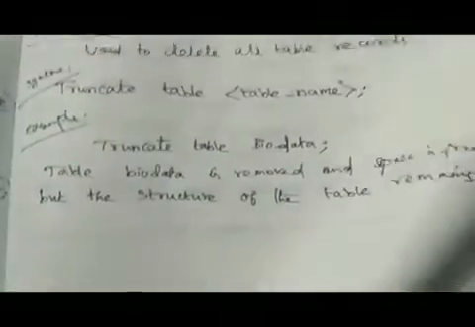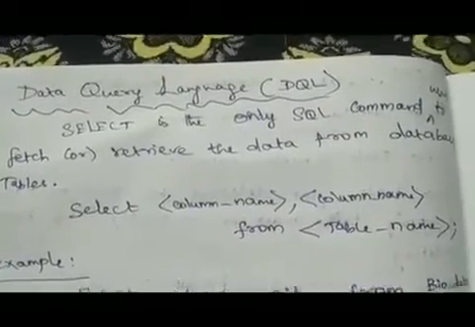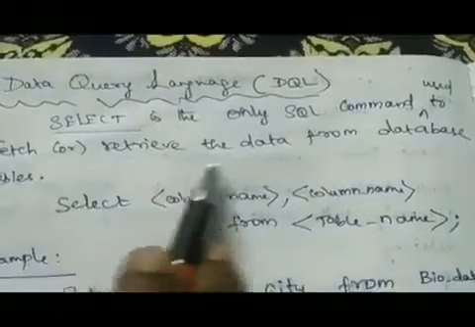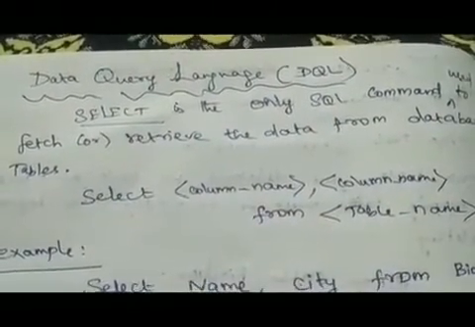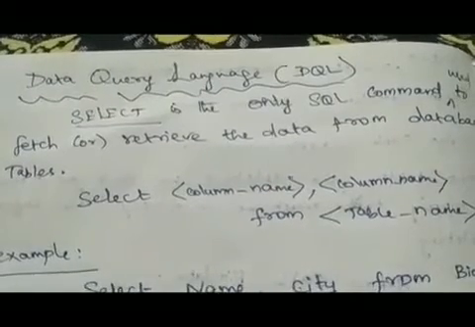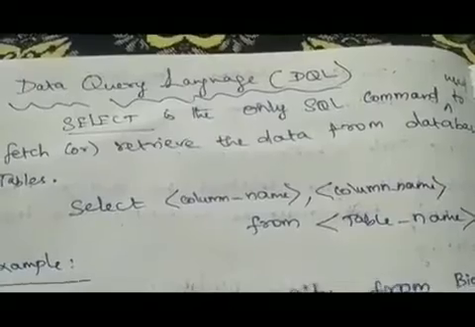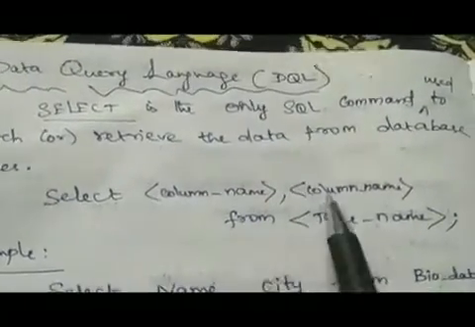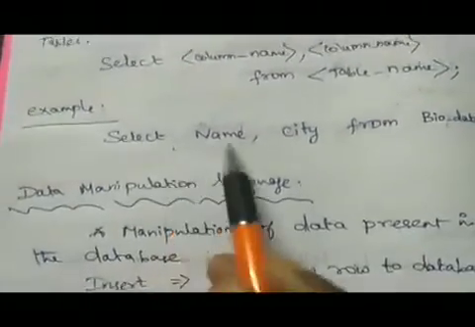Okay, next we are going to see DQL. So what is DQL? DQL means data query language. Only the select command is used to fetch or retrieve the data from the database or tables. So if you want to get particular records from the entire table, we must use select command, and this command comes under the category DQL. So what is the syntax of the select command? Select column names from table name. So for example here, select name, city.